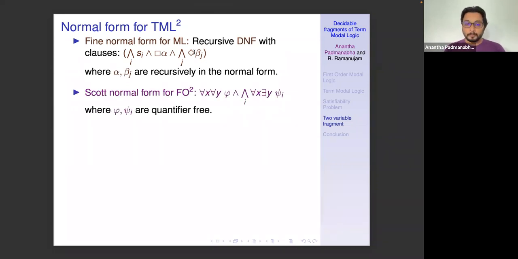For FO2, we have the Scott normal form, which looks like this: for all x, for all y phi, and some finitely many for all x there exists y psi, right? So this is the famous Scott normal form for two variable FO.